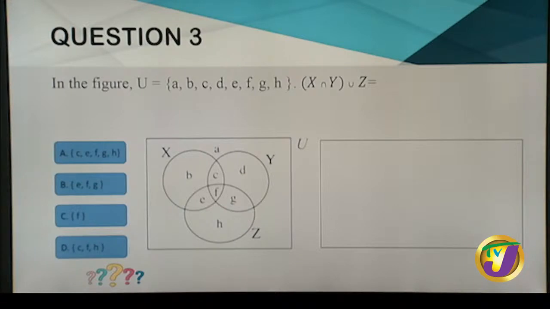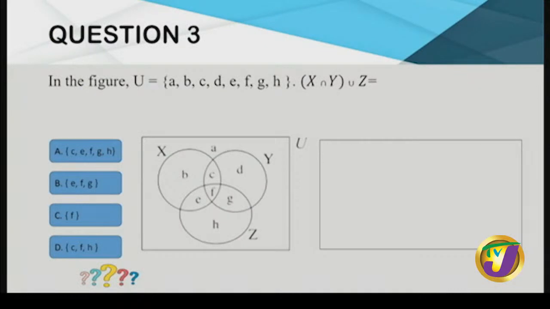So in the figure, you can see the figure there in the center. The universal set has the elements A to H. So we could describe it as saying the universal set contains the first 8 letters of the alphabet. So how do I read that part? We're being asked to list the elements that are in X intersect Y, and we just talked about intersection, the elements that they share that are common to both sets, and we want to unionize or join them with the elements in set Z.